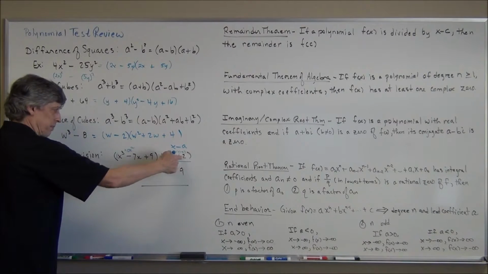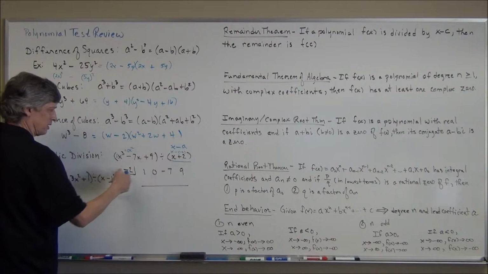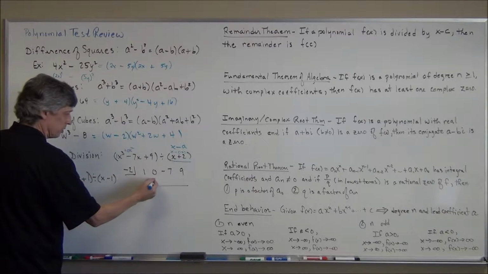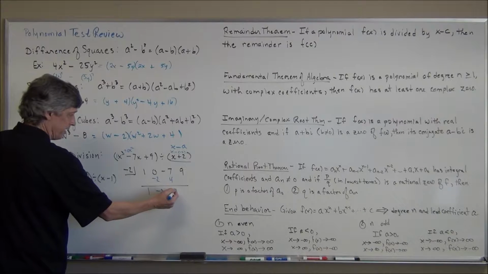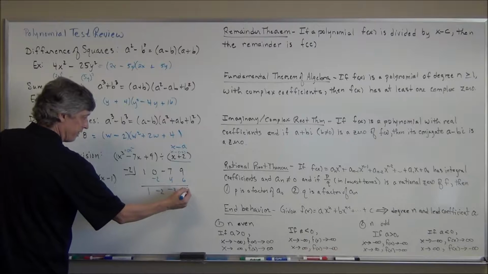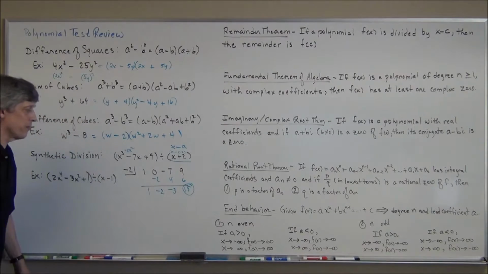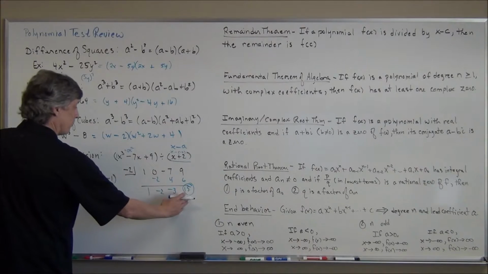The negative 2 goes in the pocket right there from the x plus 2. Kind of always the opposite of what it looks like. Bring the 1 down, then you multiply, then you add. Then you multiply, then you add. Then you multiply, then you add, and I get 15, and I circle that one. I always circle the last one because that reminds me that this is my remainder.